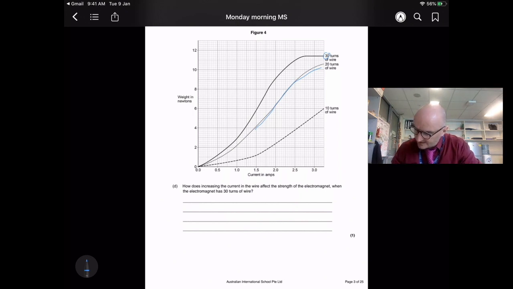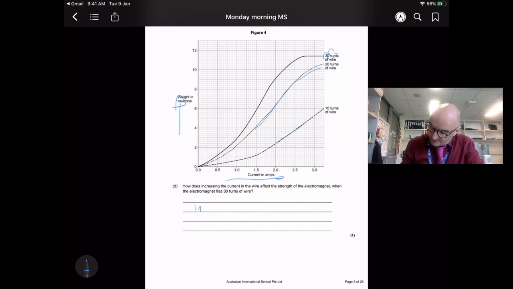And 10 turns has a similar increase in terms of weight in relation to current, but is nowhere near as profound an increase or an amount in weight in newtons. What does the question say? How does increasing the current in the wire, so this one, affect the strength, so I guess that's how much it can weigh, of the magnet when the electromagnet has 30 turns of wire?